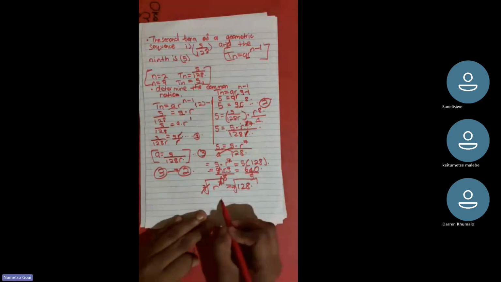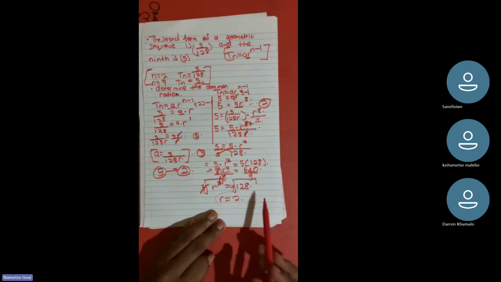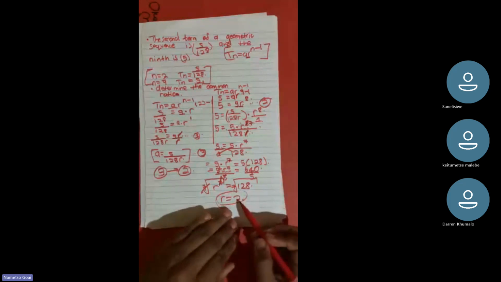2. Sorry, it's 2. Yes. Okay, then our R will be 2. So now you have your R, which is what you were looking for. But just to complete the question, remember, they just told us to look for the common ratio. We got the ratio. You're done.